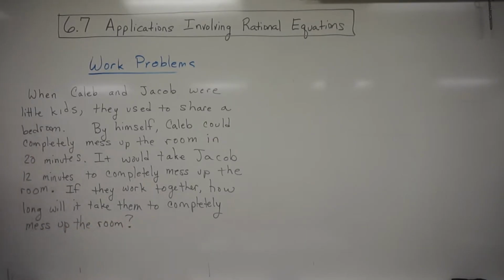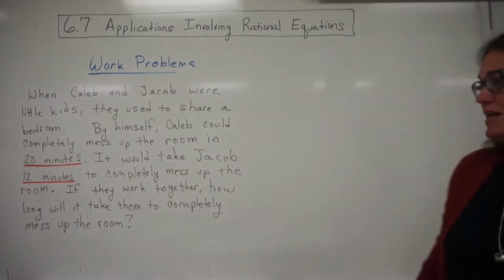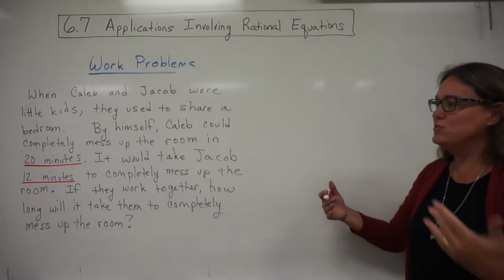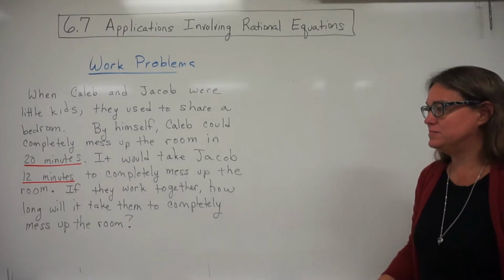And again, I'm going to jump in and start talking about the problem. If you haven't caught up with me with your writing, hit pause and write the problem down. So if we had to make a guess on this, if we had to make an estimate, well, it takes Caleb 20 minutes. It takes Jacob 12 minutes. Often when people first come across a problem like this, they think, oh, well, it must be an average of their times. Halfway between 12 and 20 is 16, so maybe it's 16 minutes.